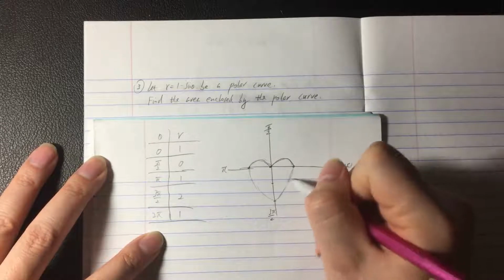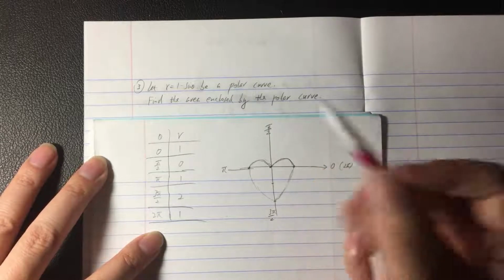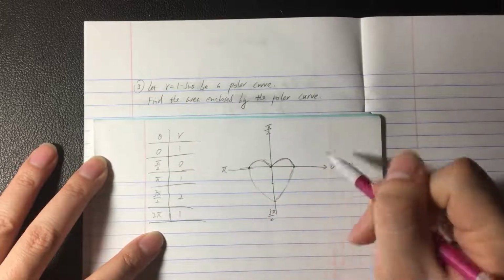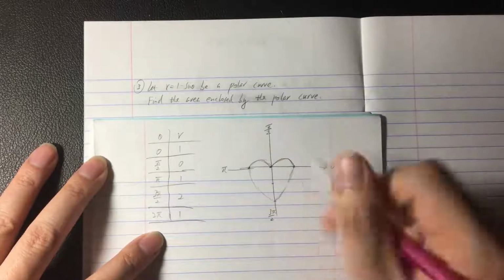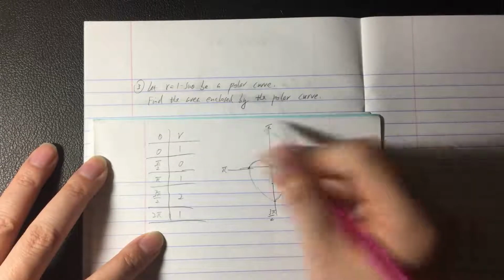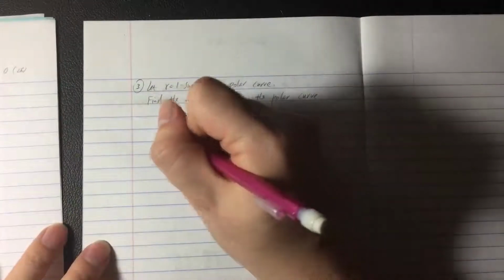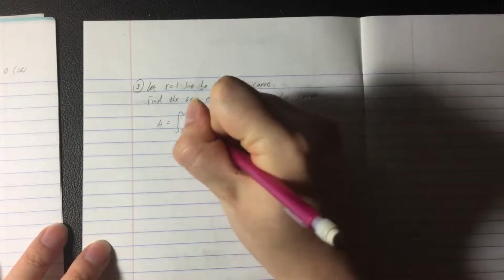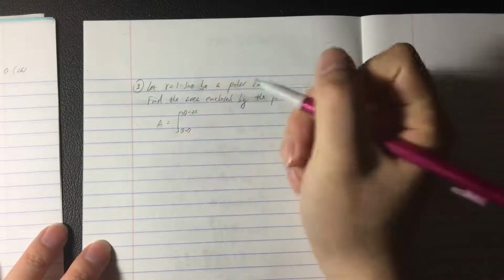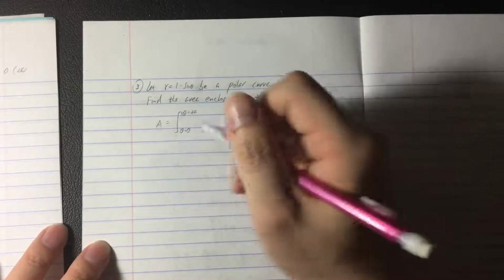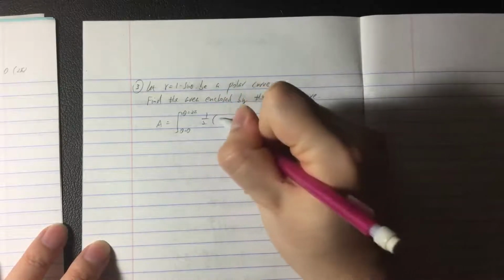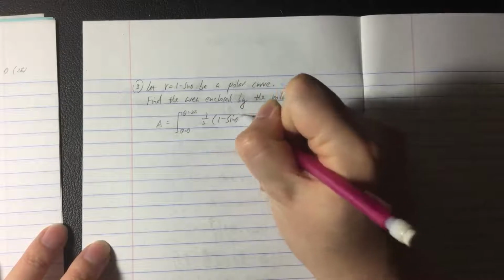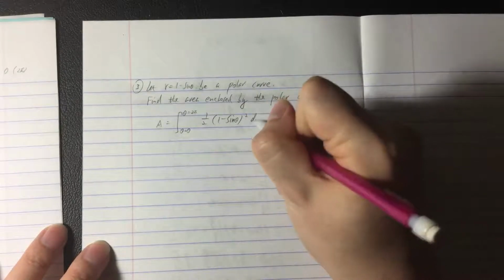That's a heart shape. So for theta from 0 to 2 pi, this curve completes one cycle. So for the enclosed area, we take the integral for theta from 0 to 2 pi, half of r squared, where r is 1 minus sine theta, squared, d theta.